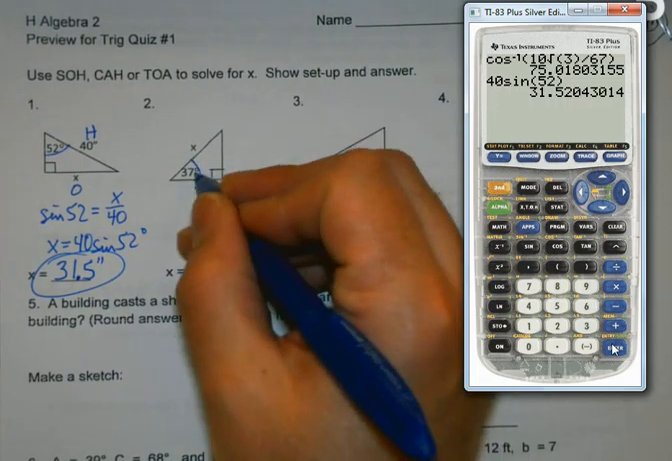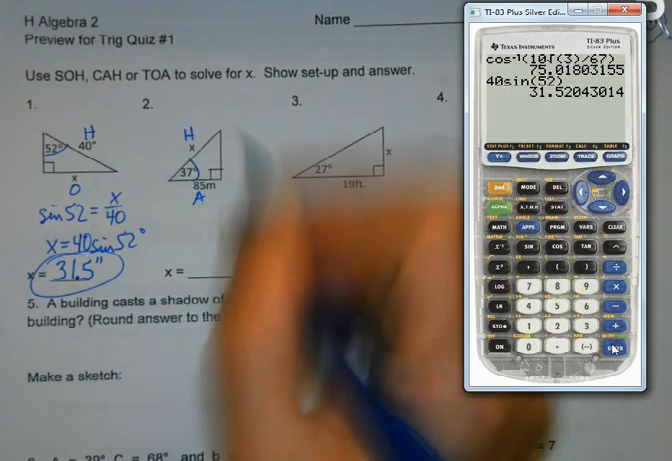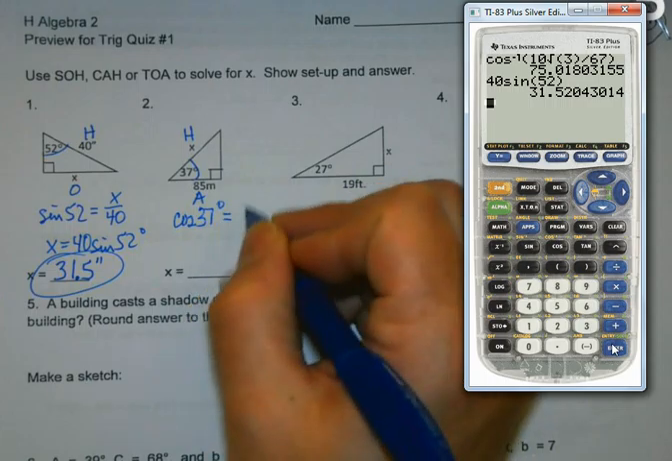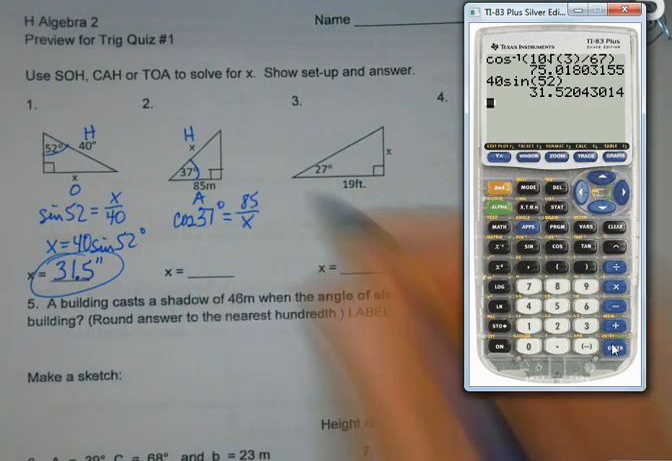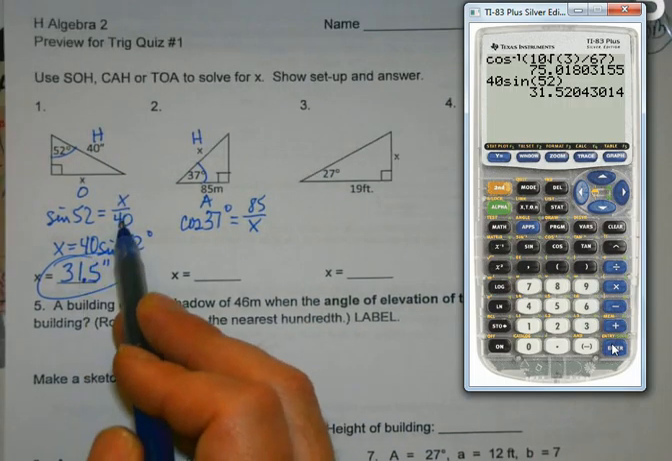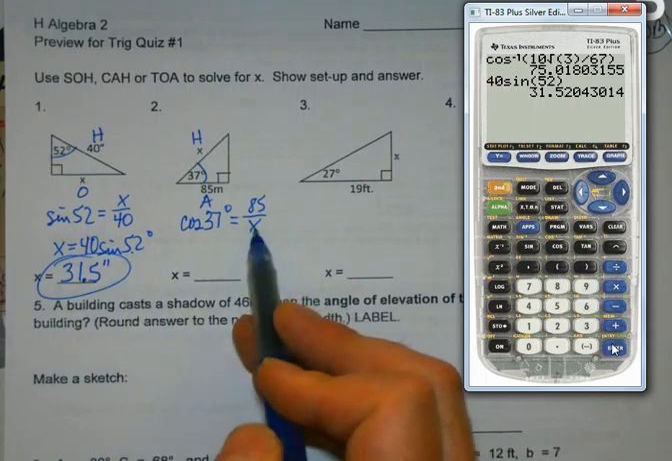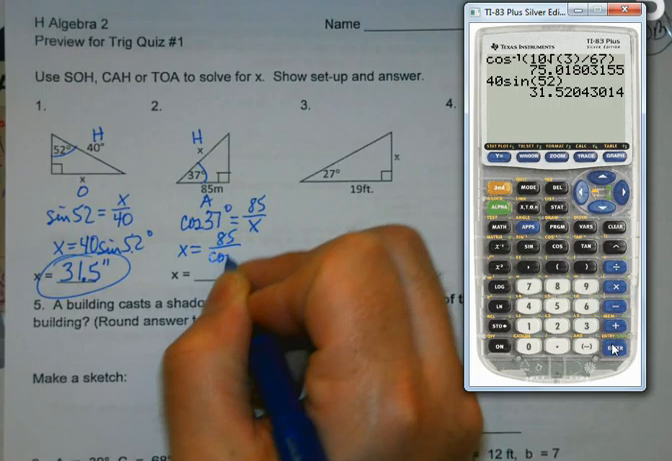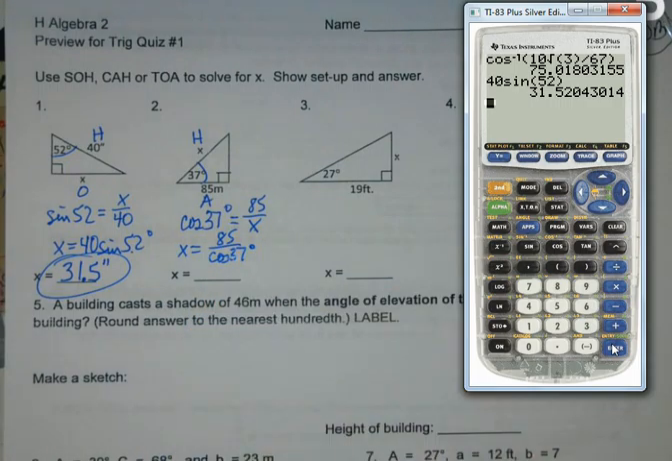Same thing here. I've got adjacent and hypotenuse, which tells me I'm going to be dealing with cosine. Now remember, we talked before about how when x is on the top, we multiply the value times our trig function. When the x is on the bottom, we divide. So my x value is going to be 85 divided by the cosine of 37, because once I algebraically multiplied both sides by x and then divided, that's what I'd end up with. It would help if I put the division sign in, though.